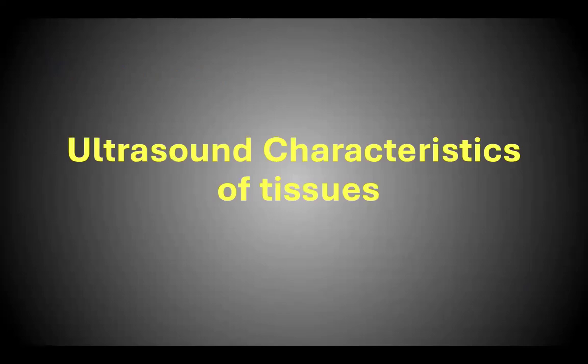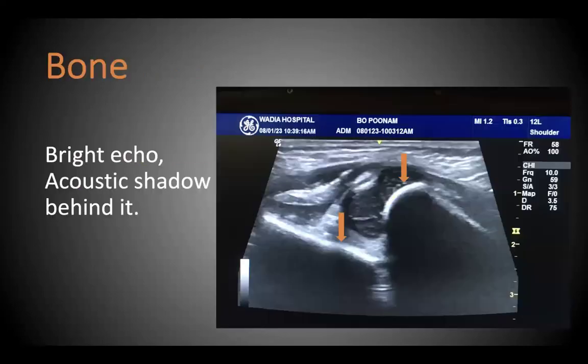Then we'll talk about the ultrasound characteristics of each of the various tissues that we usually try to visualize on an ultrasound scan. The bone produces a bright echo, as I just previously said. This is the chondro-osseous border. This is the ilium. An ossified bone will produce a bright echo, and there will be an acoustic shadow beneath that ossified structure, which will reflect all the waves back.